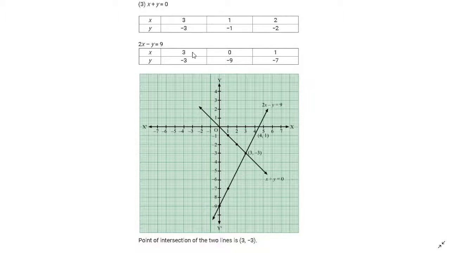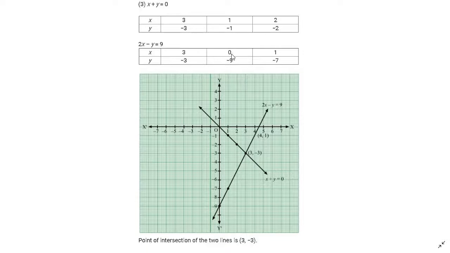Then our second line is 2x minus y is equal to 9. When we put x is equal to 3, we get y is equal to minus 3. When we put x is equal to 0, we get y is equal to minus 9. And x is equal to 1, we get minus 7. So you have to calculate it side by side and get these points. Where are these points? 3 comma, positive 3 and negative 3. This is the point, and this is the point of intersection also. So as we can see, these points are coming the same in our table. So this is already the solution we know.